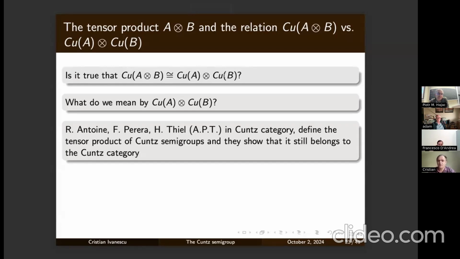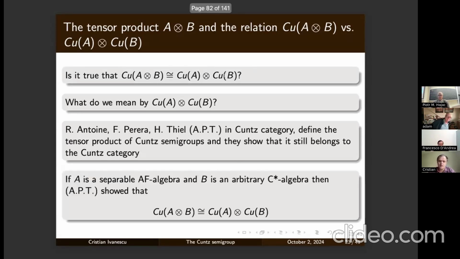Thankfully, Antoine, Perera, and Thiel show that in this Cuntz category, we can define the tensor product of the Cuntz semigroups, and they show that the tensor product still belongs to the Cuntz category. So this was obviously very useful to know when you try to answer such questions. They also show that if you have one of the algebras, say A, a separable AF algebra, and B an arbitrary C*-algebra, then the Cuntz of A tensor B is the same as Cuntz of A tensor Cuntz of B. So this is actually very nice to know, that this type of property holds at the level of the tensor product.